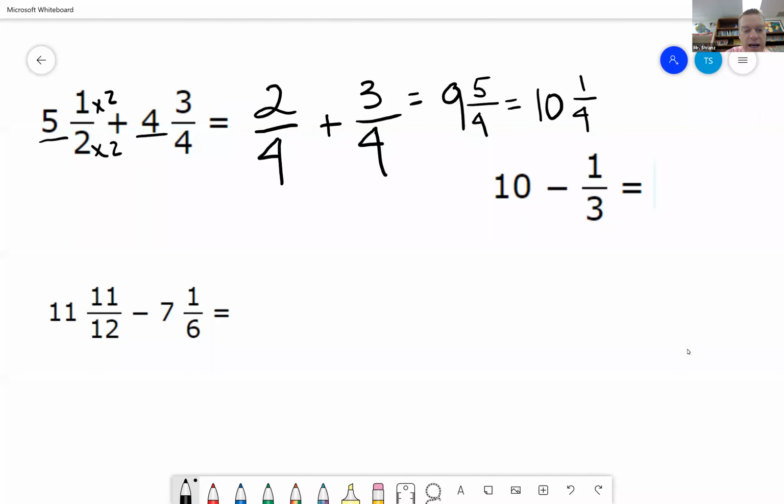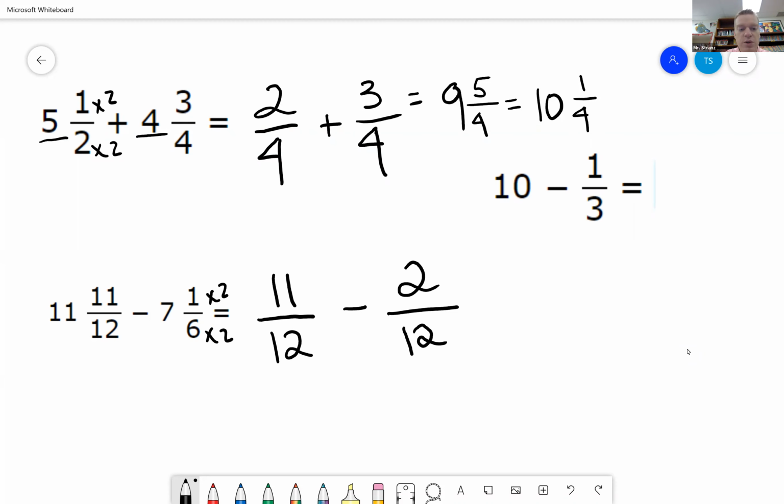All right, so let's go to the bottom one, 11 11/12 minus 7 1/6. Again, I need to find a common denominator first. My lowest common denominator between 12 and 6 is going to be 12. Okay, I didn't have to do anything to this first one, so I'm going to leave that the same. The second one, I had to multiply that by 2, so I have to multiply the top by 2.